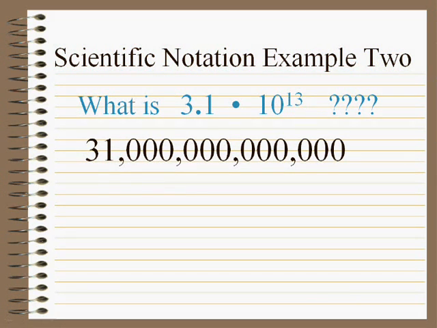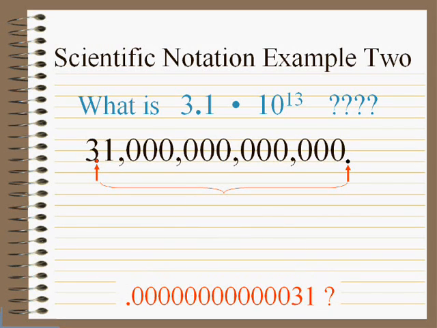3.1 times 10 to the 13th would be this very large number. How do I know? Well, if I put the decimal place between the 3 and the 1 so that it's between 1 and 10, it would have to move over 13 places to get to where it really is, even though you don't see it. Remember, a decimal is always at the end of a whole number. And that's 13 places. Every time you multiply by 10, you're moving over 1 decimal place.